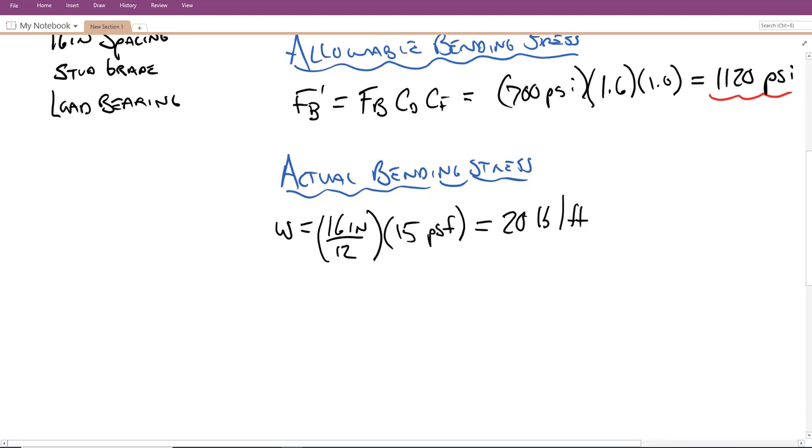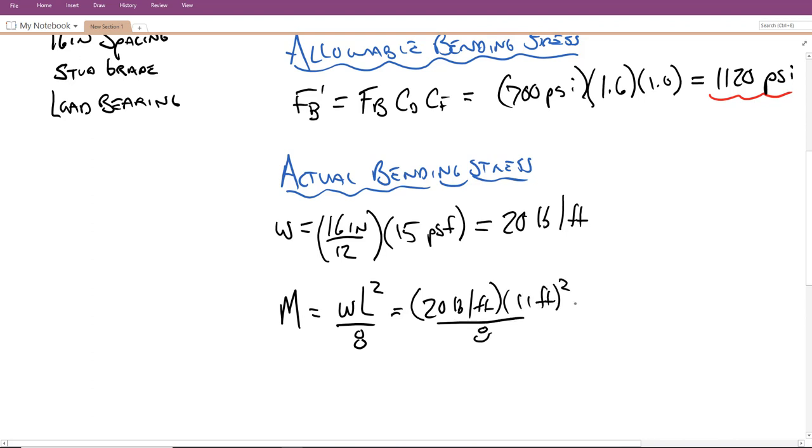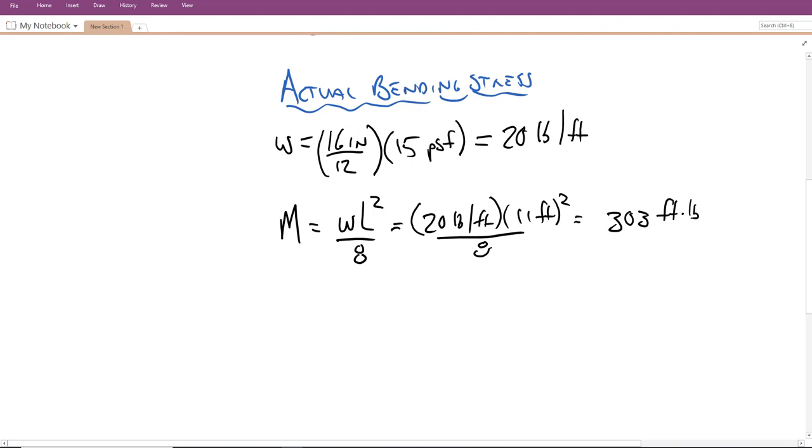Next thing we need to do is simply calculate the moment. Moment for a uniformly distributed load is equal to WL squared over 8. If you didn't remember that, you could go to the common shape solutions and look that up for a uniformly distributed load. 20 pounds per foot is my W. My length is 11 feet. Of course, we square that, divide by 8, and I find out my moment is 303 foot-pounds. That's how much bending is occurring in there.